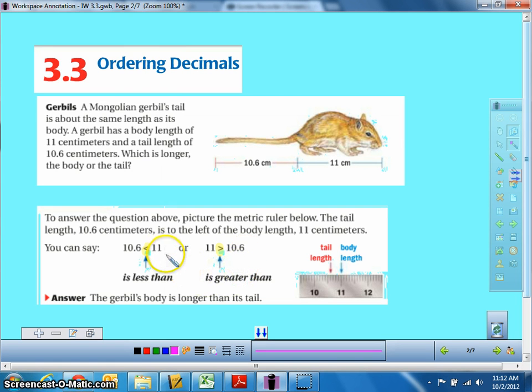Now, I know you've probably heard, too, in the past that you can think of this as an alligator's mouth or a Ms. Pac-Man, and when they're hungry, they want to eat the bigger, fatter number. So it's always going to open up to the bigger number. On this one, the bigger number's on the right, so this one is smaller. It's less than this bigger one. Over here, the bigger number is on the left, so this number is greater than this little tiny number here. So hopefully that'll help you to remember what's going on.